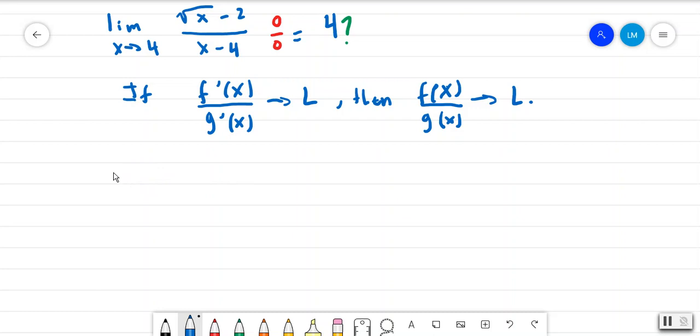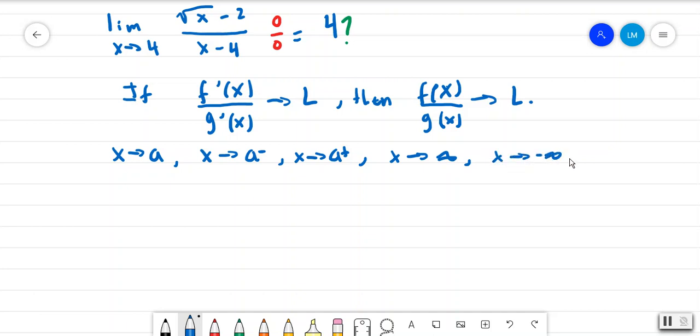Now, keep in mind that L'Hopital's rule applies for multiple situations, like if x is approaching a, or approaching a from the left, or approaching a from the right. But furthermore, it also applies if it's approaching infinity or negative infinity. So L'Hopital's rule actually has several different cases.